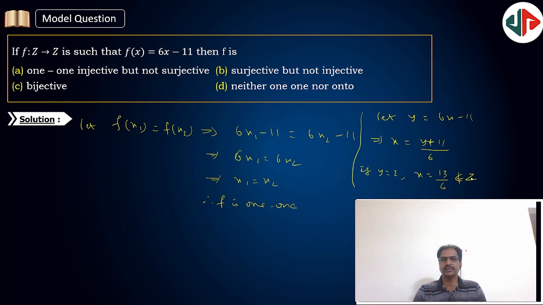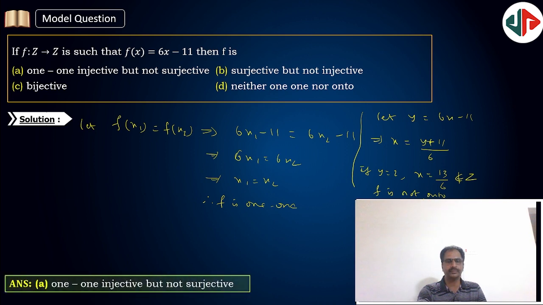So, if y is an integer, you should get x as an integer for the function to be onto. Because what is the definition of onto? For every b belonging to B, there should exist a belonging to A such that f of a is equal to b. But for y equal to 2, you are getting x equal to 13 by 6, which is not an integer. Therefore, f is not onto. So, it is 1-1 but not onto.